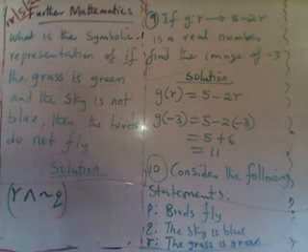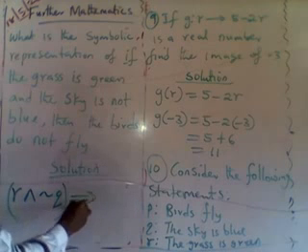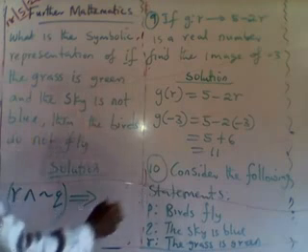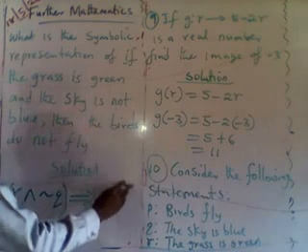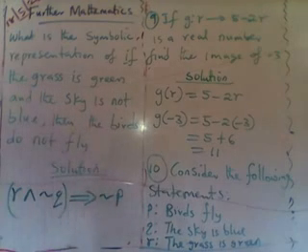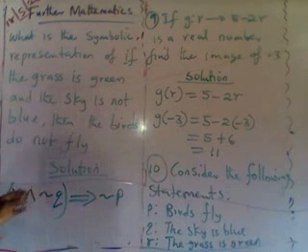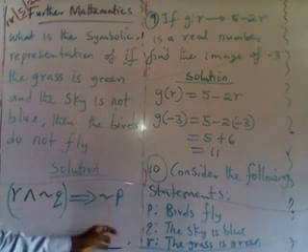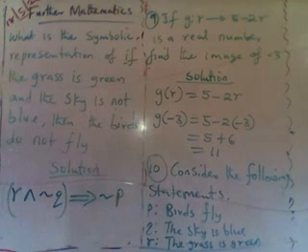If this is the case, then the birds do not fly. That means the negation of P, and that is the correct answer. So we now have R conjunction negation of Q implies negation of P, and that is the solution.